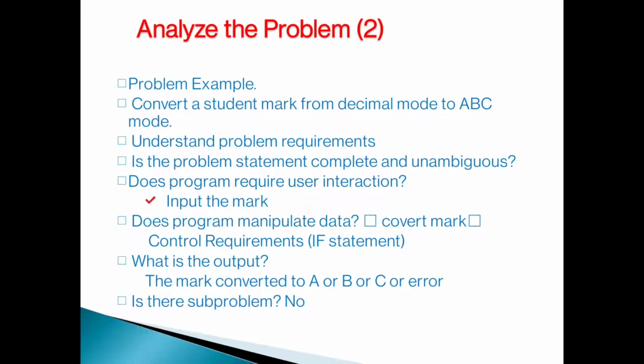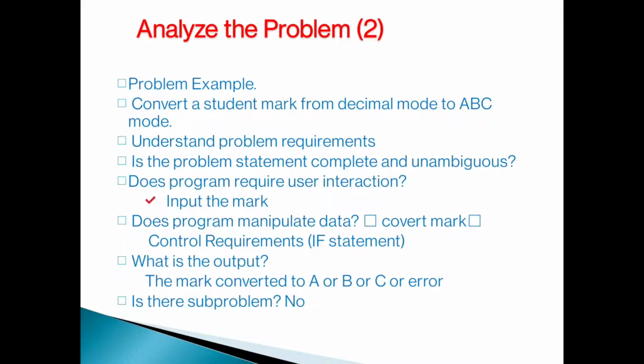And next, we are taking an example, that is a student mark. We have to convert the student mark from decimal mode to ABC mode. For example, if the student gets 90 marks, they are given grade A. If the student gets 70 or 80 marks, they get grade B. If the student gets 40 or 50 marks, they get grade C. So we have to understand the problem first. And next, the problem statement should be complete. Does the program require user interaction? Yes, the program requires user interaction. That is, we have to input the mark.